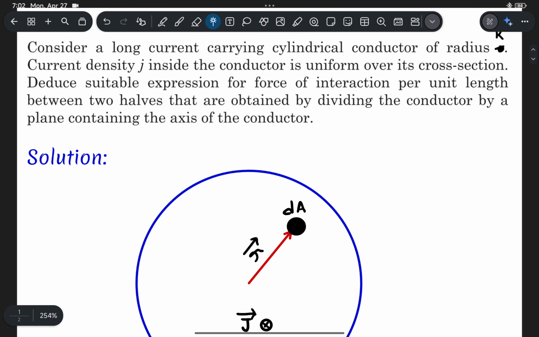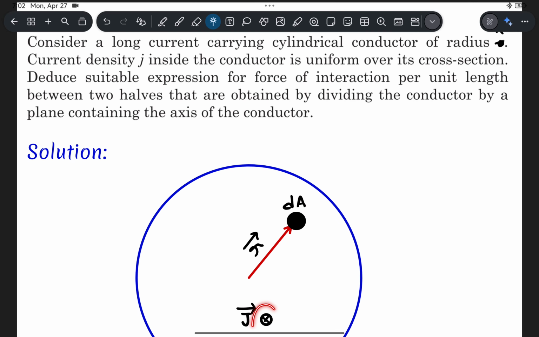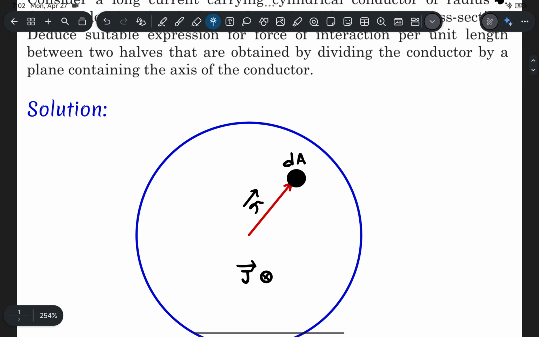And current density J is inside the conductor and is uniform over the cross section, and I have assumed that it is flowing into the board, and this is the top view. Now we have to find a suitable expression for the force of interaction per unit length between two halves obtained by cutting the conductor by a plane containing the axis of the conductor. So you just break the cylinder in this way.